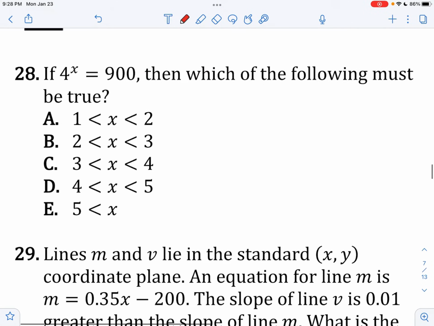If 4 to the x equals this, then what must be true? So 4 to the third is equal to 64. 4 to the fourth is equal to 256. 4 to the fifth is equal to 1024. So the number has to be between 4 and 5.